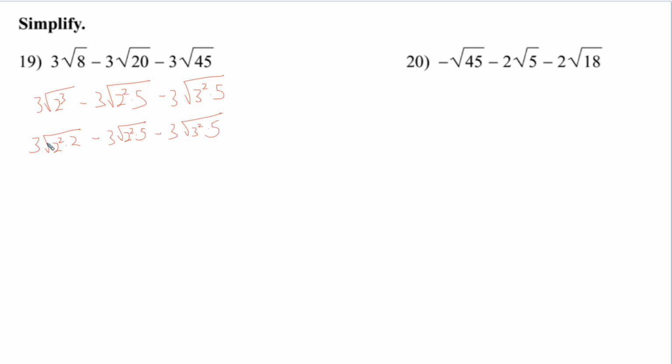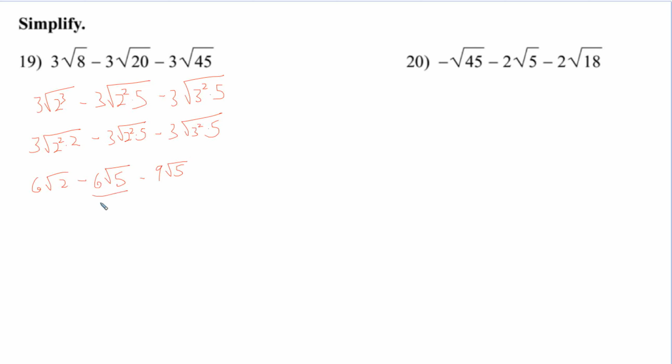And so what we have here is the square root of 2 squared is 2. So we have 3 times that 2, which is 6. And then we have this root 2 left over. Minus, this one comes out, so 3 times 2 is 6 again, times the square root of 5. And then this one, a 3 comes out. So we have 3 times 3 is 9, root 5.